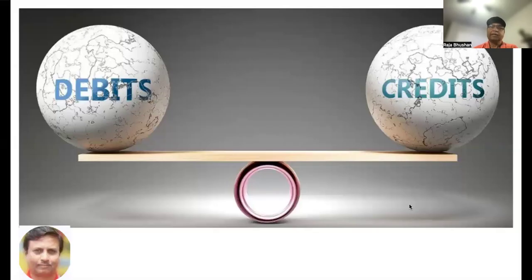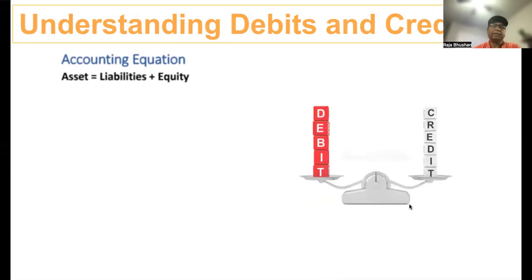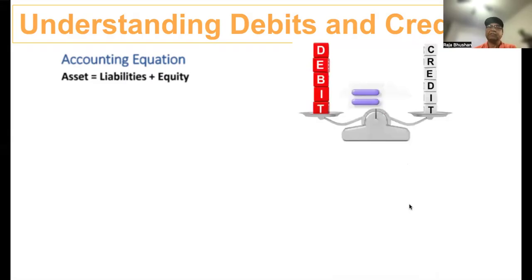So here, as you see, what is exactly a debit and a credit depends on the basic accounting equation and the underlying business transaction. What the underlying business transaction is depends on whether it is an asset or a liability or equity, and on which side of the equation it is falling into.